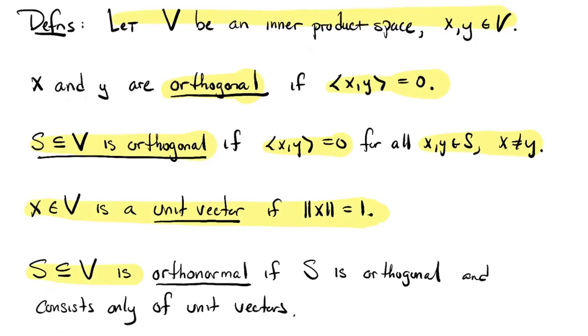A set is called orthonormal if it satisfies two conditions. One, it has to be orthogonal. That's the ortho part. And second, every vector in it has to be a unit vector. That's the normal part. So an orthonormal set of vectors is an orthogonal set of unit vectors. Okay, cool.